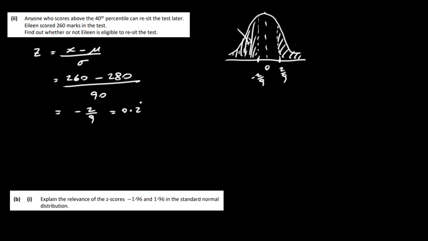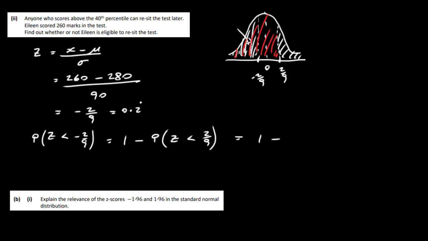Now we can't look up greater than, so we've got to look up less than that, which is going to be here, subtract it from 1, and that'll give us this area here. So let's just work through that then. What we want here is the probability of z being less than minus 2 over 9. That's just going to be 1 minus the probability that z is less than plus 2 over 9. So we've got to look up 2/9 or 0.222 in our tables.